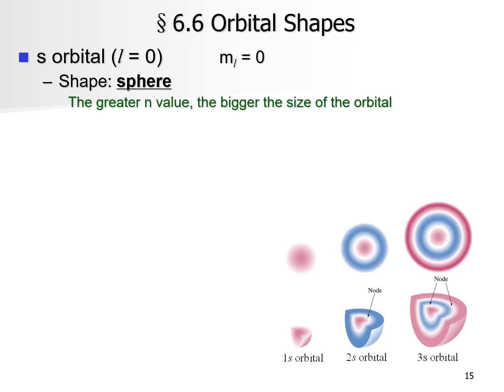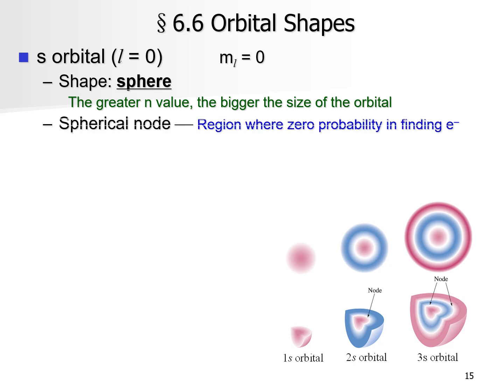And the greater the n, the bigger the size of this sphere, right? Because as we look at the 2s, it gets bigger. For 3s, it's much, much bigger. But what is interesting for us to understand here is what happens to this white circle. The white circle is actually called a spherical node, because this is the region where we cannot find an electron, period. So there is no probability of finding electrons.